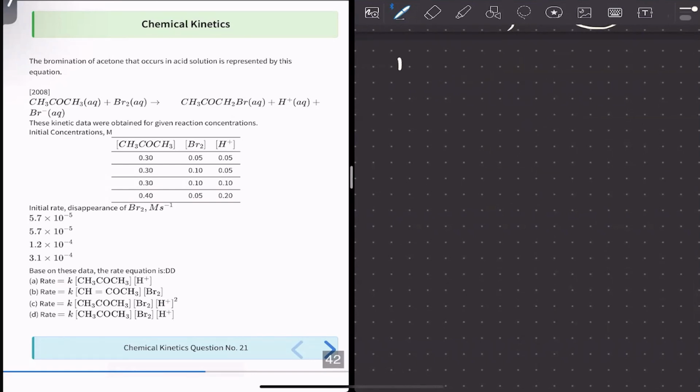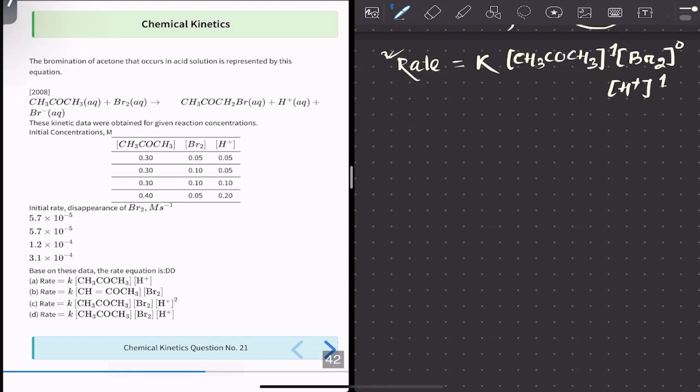Let's write the rate law. The rate law for this reaction would be K [CH3COCH3]^1 [Br2]^0 [H+]^1. In which option is this equation present? Option A has this equation, but if you convert Br2 to the power 0 to 1, it will match option A. So option A will be the correct answer.